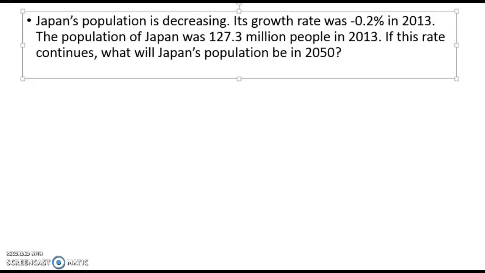Let's look at a couple example problems. Japan's population is decreasing. Its growth rate was negative 0.2% in 2013. The population of Japan was 127.3 million people in 2013. If this rate continues, what will Japan's population be in 2050?